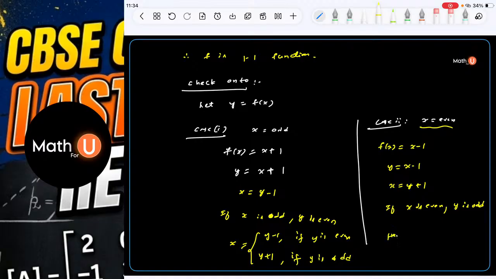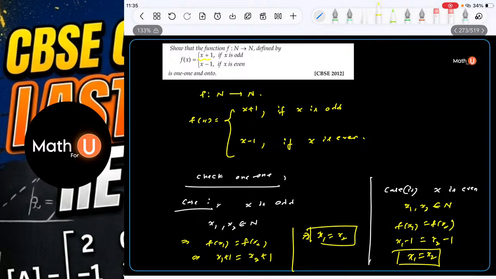Hence from here, if y is a natural number, it contains both even numbers and odd numbers. Then x is also a natural number, because y is even or odd, we get both even numbers and odd numbers. That is x belongs to natural numbers. From here we conclude that f is onto also.